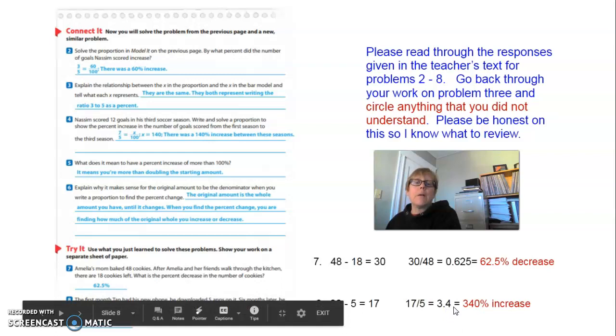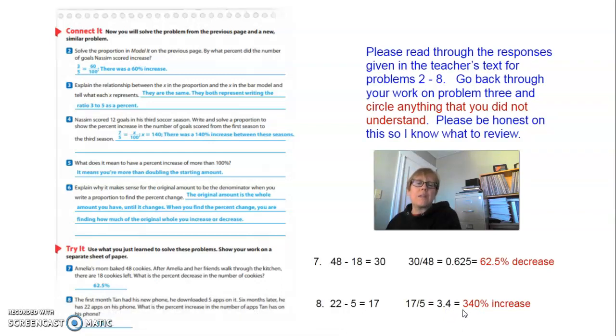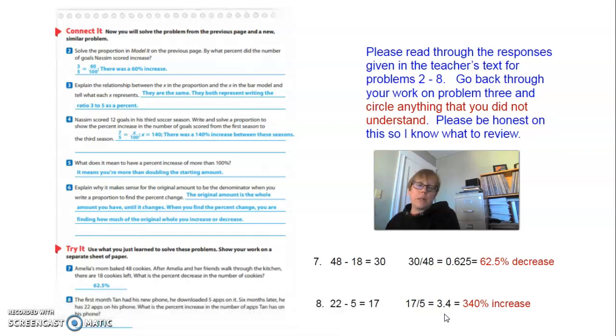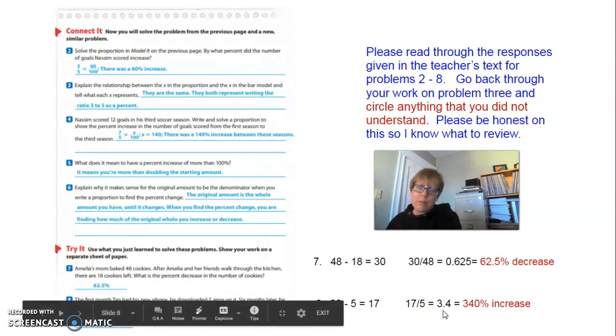And again, I'm moving the decimal point 2 places to the right. That's a 340% increase. Remember we talked about how a 200% increase is the same as doubling? Well, a 300% increase is the same as tripling. If you think about that, it helps a little bit, because he has 3.4 times as many apps, so that's got to be larger than a 300% increase. All right, circle anything you had trouble with.